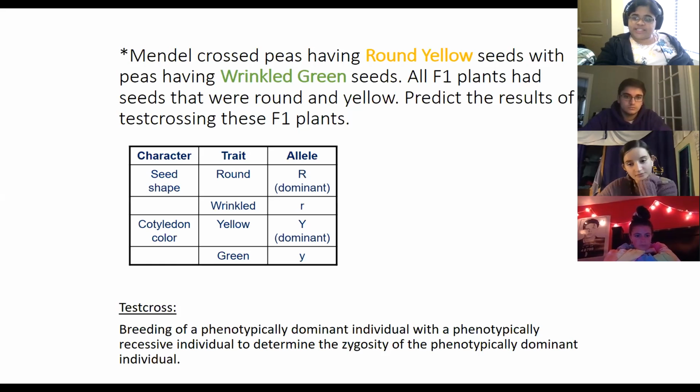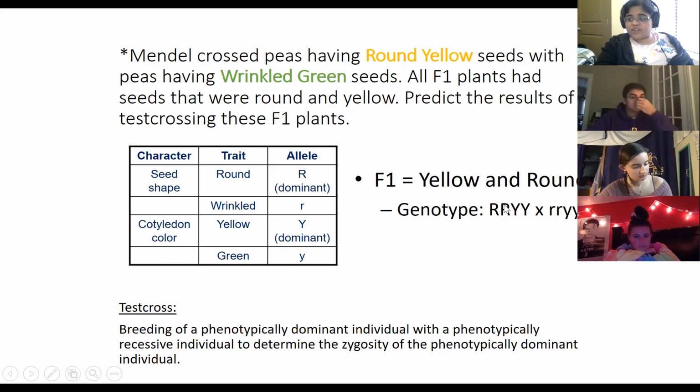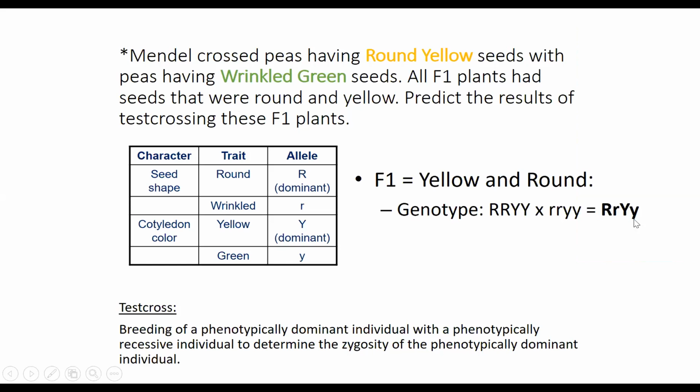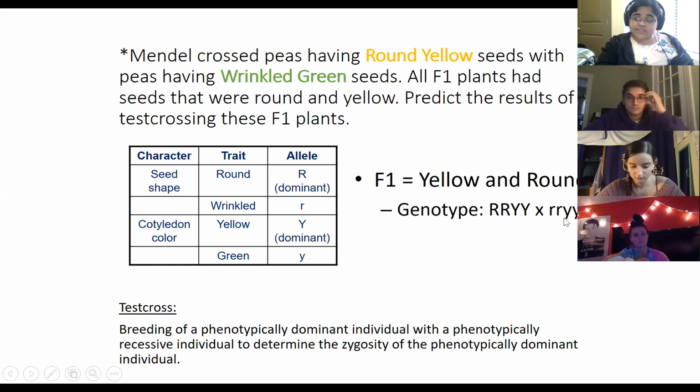Maybe writing this out might help a little bit. So we know that since all F1 plants are round and yellow, the genotypes for the parents are homozygous dominant and homozygous recessive, right? Because you have all of them being round and yellow. So you know that all your progeny is heterozygous. However, in some cases, you wouldn't realize what's going on.